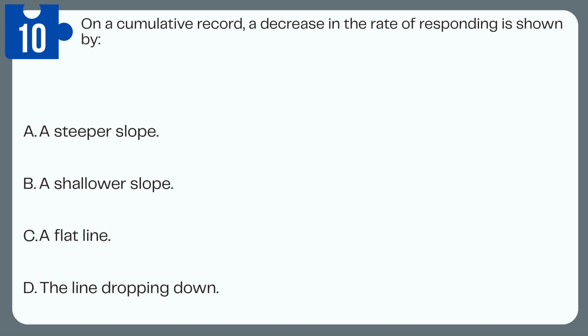Question 10. On a cumulative record, a decrease in the rate of responding is shown by A. A steeper slope. B. A shallower slope. C. A flat line. D. The line dropping down.